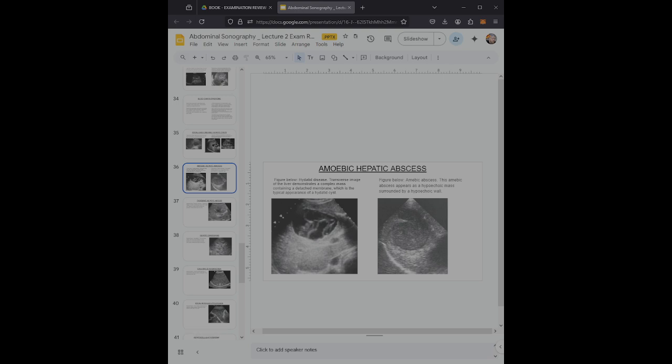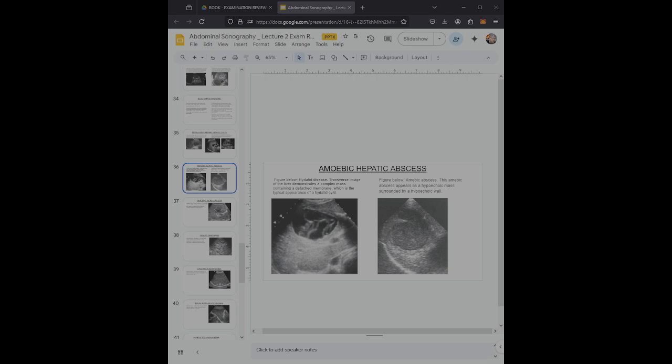Amoebic hepatic abscesses. Amoebic hepatic abscesses come from the parasite Entamoeba histolytica, and they grow in the colon and invade the liver via the portal vein. Entamoeba histolytica is typically transmitted through contaminated water found in places such as Mexico, or Asia, India, and others. And so such patients may have visited these areas.